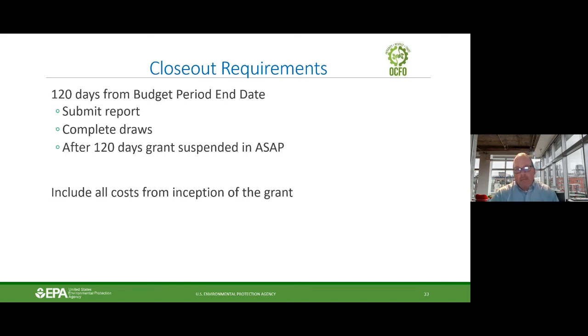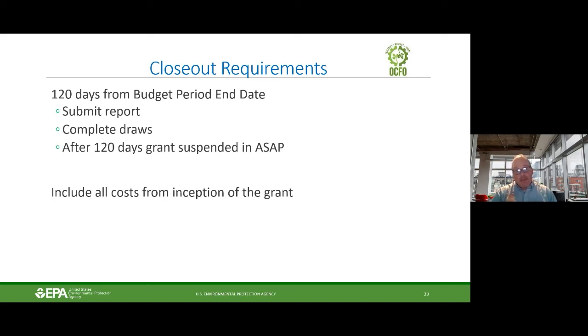In ASAP, once a grant hits 120 days, or if it's an older grant, on the 91st day or the 121st day, the grant is going to be automatically suspended in ASAP, and you're not going to be able to draw on that grant until you submit your final FFR. Okay. So there are three statuses in ASAP that we haven't talked about. One is open, and that's the status that happens when your budget period is active. So those dates within your budget period, your grant's going to be open in ASAP.